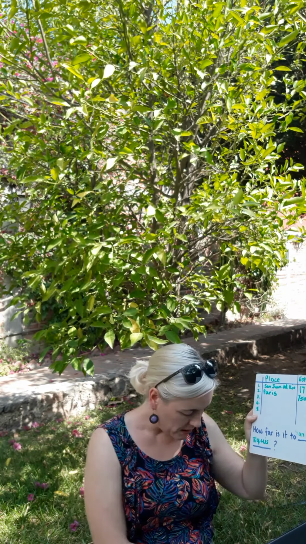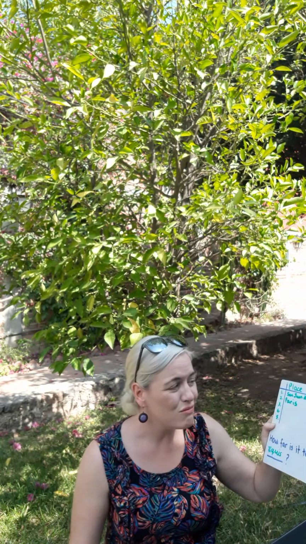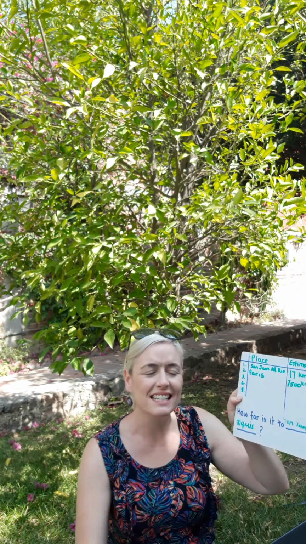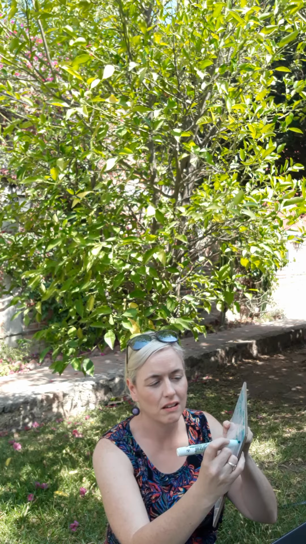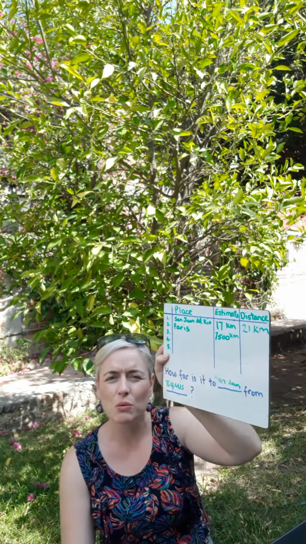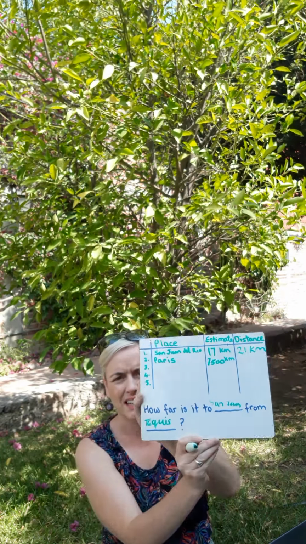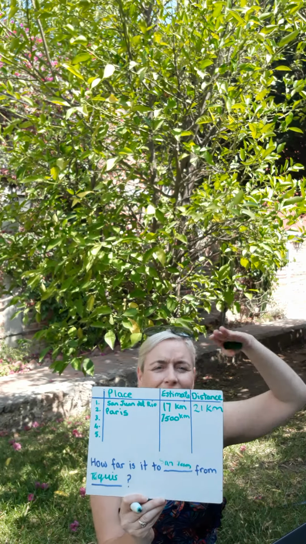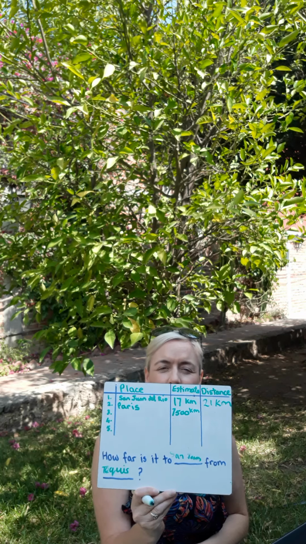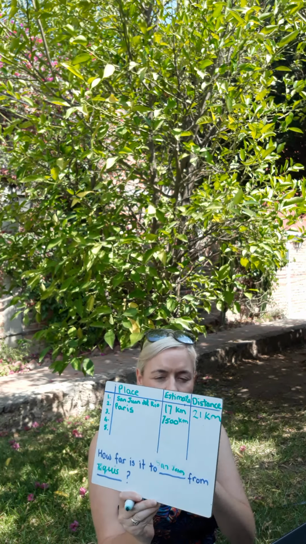So let me have a look. San Juan to Tequis. The real distance is actually 21 kilometers. How was my estimate? Was it accurate? It was more or less. It wasn't too bad. Okay, let's check Paris.